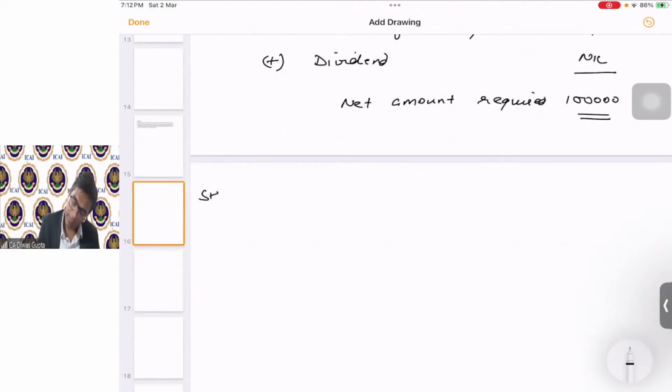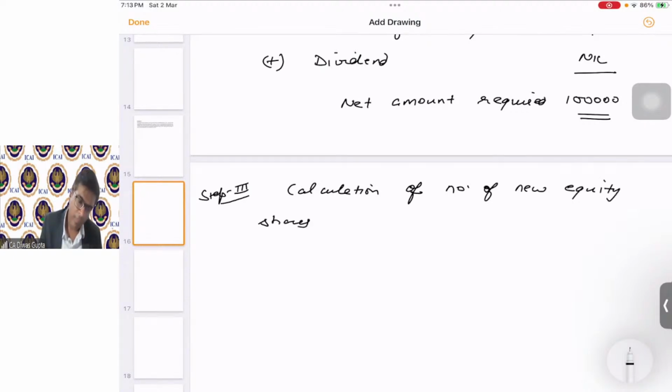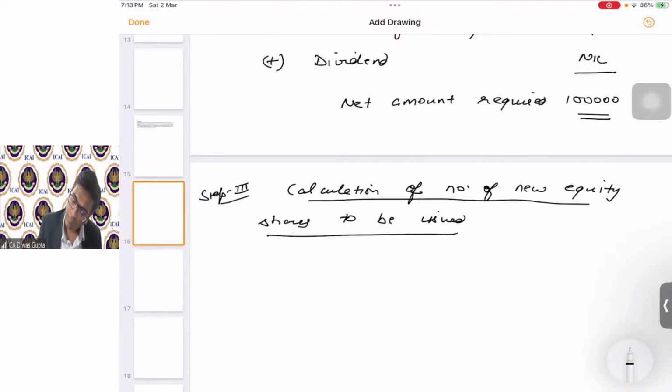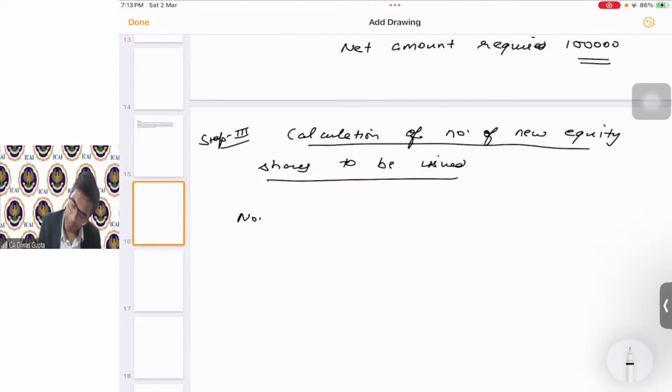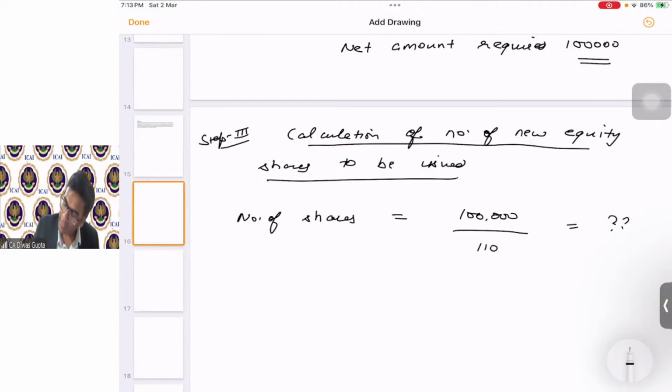Then comes step 3. Calculation of number of new equity shares to be issued. So number of shares will be 1 lakh rupees, the net amount required, divided by 110. Simple. I will leave it here only. I will not calculate it further because in the formula, if I put it, it will get solved. I'm not solving this unnecessarily. There will be some decimals.